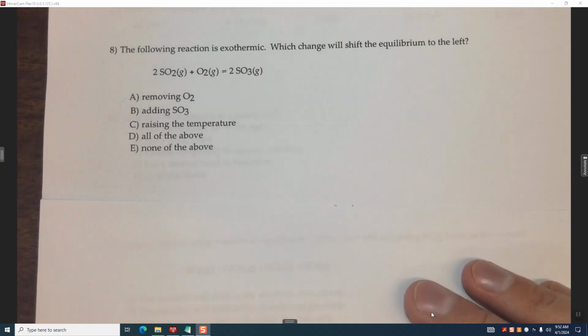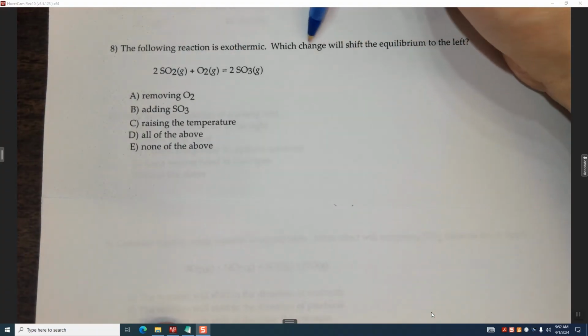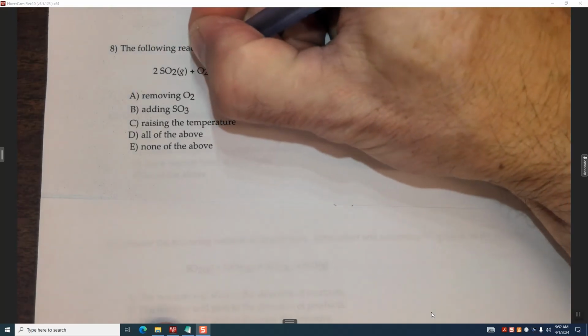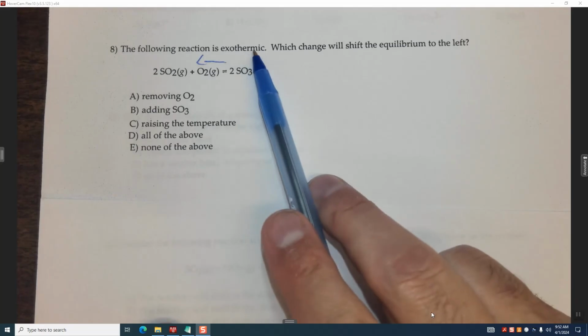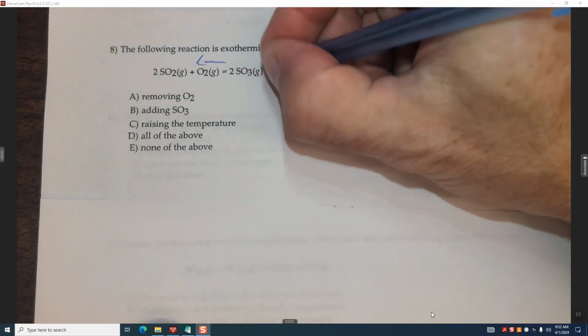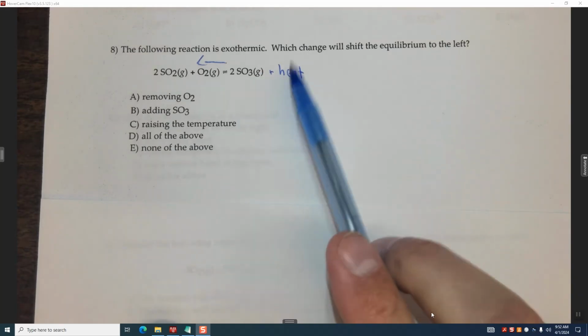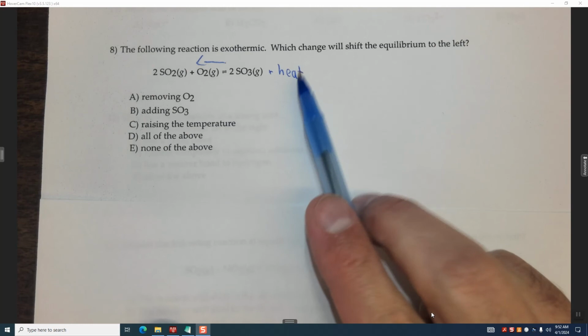All right, question 8, it's more of the same on Le Chatelier's principle. It says the following reaction is exothermic. What change will shift the equilibrium to the left? All right, so we want to shift the equilibrium in this direction, to the left. Well, if this reaction is exothermic, we can think of heat as a product of the reaction because the reaction is giving off heat, so we can think of heat as a product.